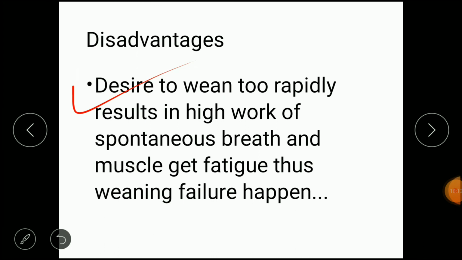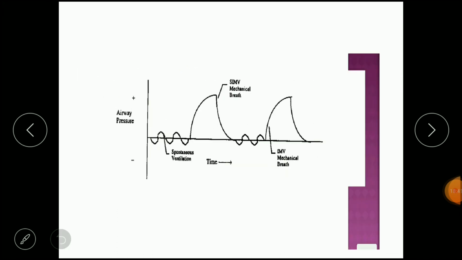So the desire to wean too rapidly results in high work of spontaneous breathing and the muscle gets fatigued. The spontaneous breathing is more than what the mechanical ventilation provides. So the muscle gets fatigued due to continuous breathing. Because of the desire to move toward weaning, the muscle gets fatigued and weaning failure happens. So it is a disadvantage. Here in this graph, a patient can start a ventilation, then do ventilation again.